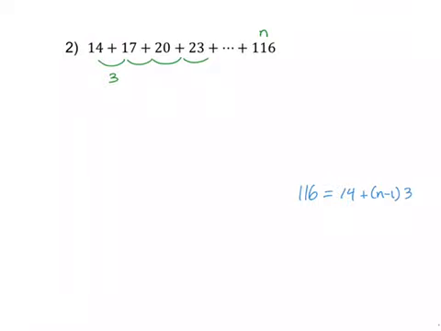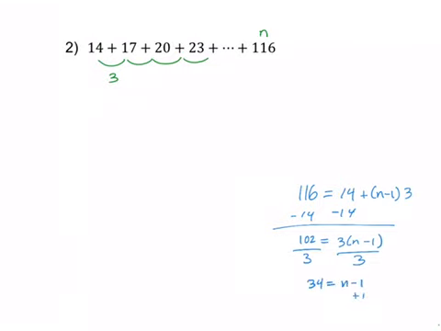So I'm going to subtract 14 on both sides. So 112, no, sorry, this is 102. Now I'm going to divide by 3. 34 equals n minus 1, plus 1 on both sides. So n equals 35.